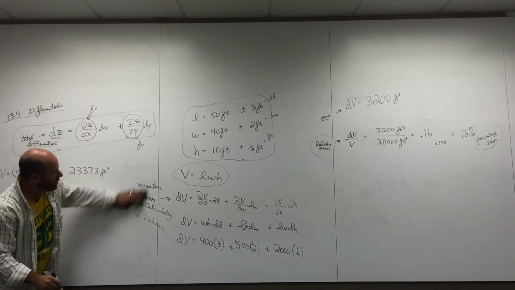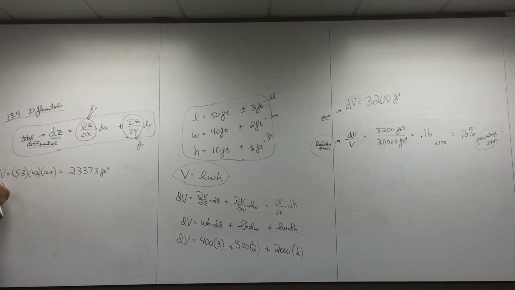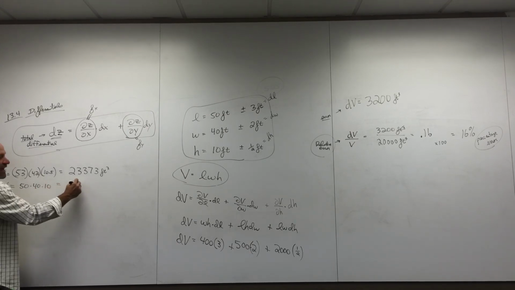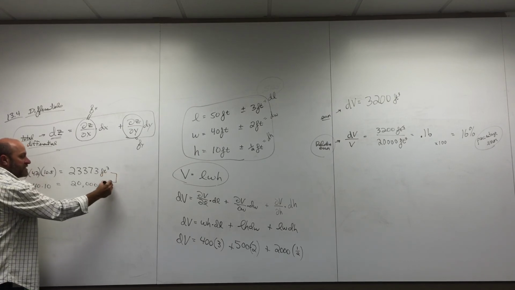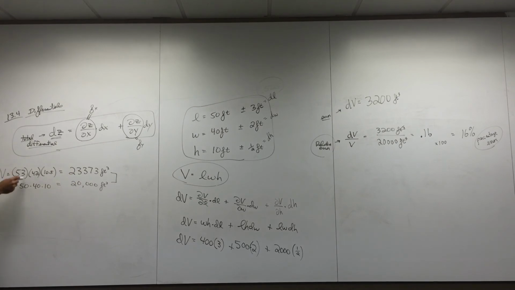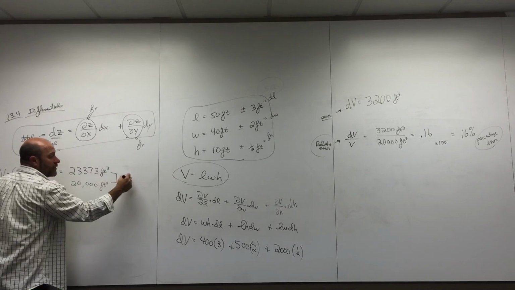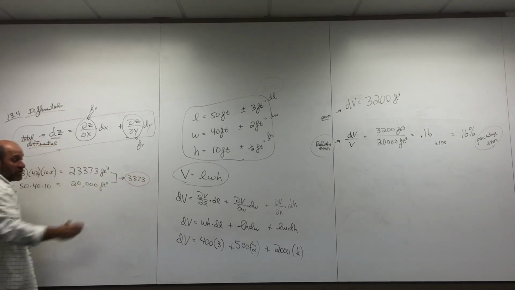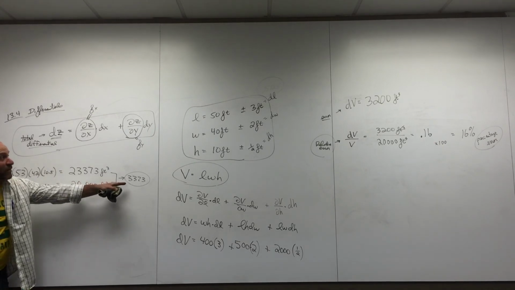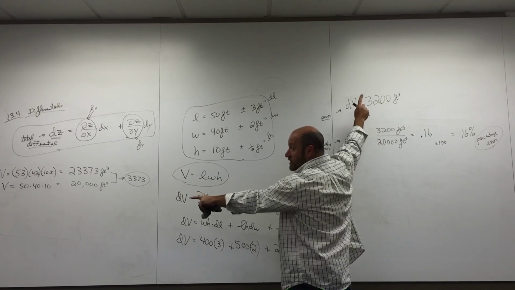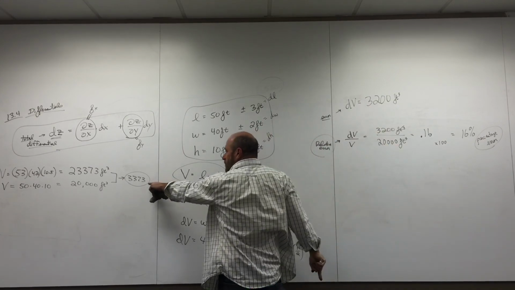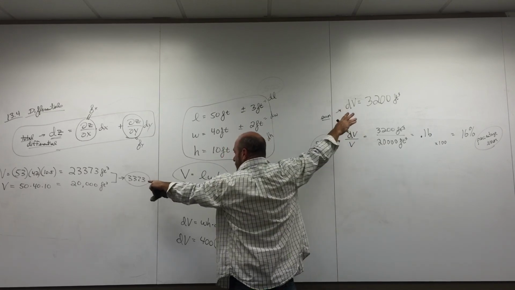Hey, hold on a second. What is the actual measured volume? Oh, that was the 50, 40, and 10. That was 20,000? Okay. What about under error? Hang on. What's this difference here? Because this is kind of the change in V, right? 3,373. That's sort of the actual change in V. What was our approximation? 3,200 was our approximation using the total differential. But this is kind of an actual. So that's a little off, right?